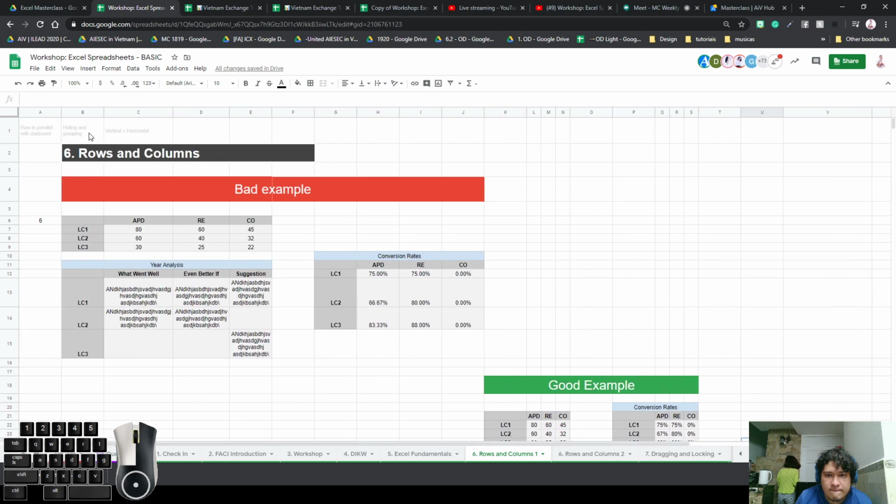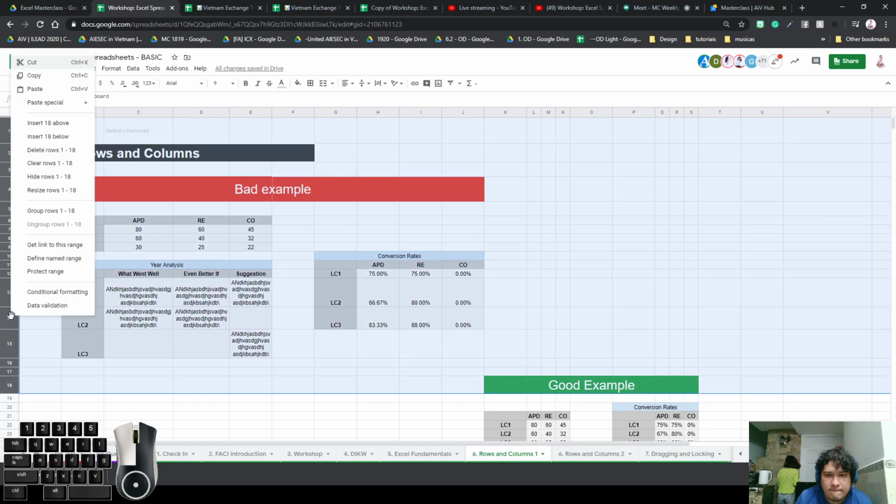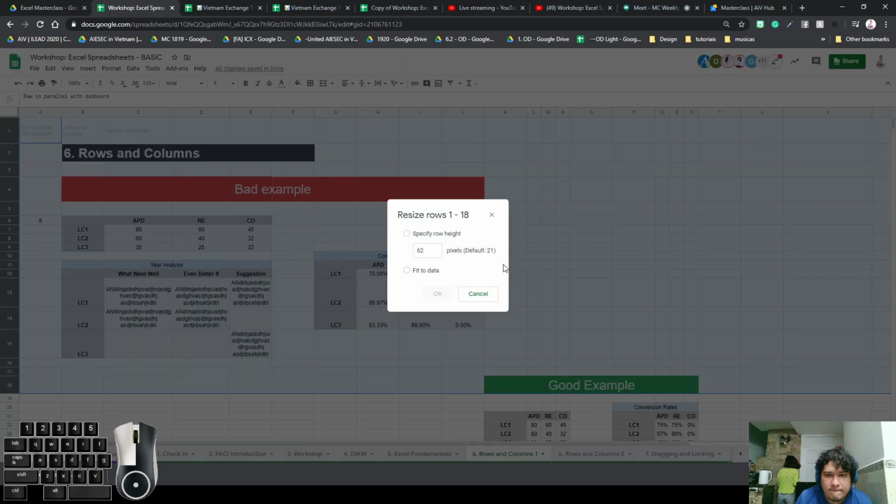Let me see if I forgot something. Yeah, some basic things. Whenever you select a group of rows or columns, you can always right click, and then you're going to have a lot of options. You can resize, for example.